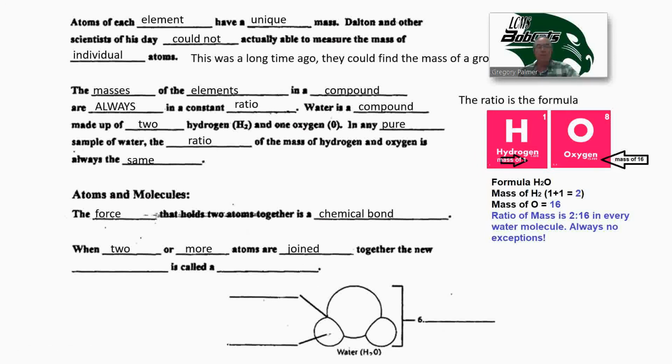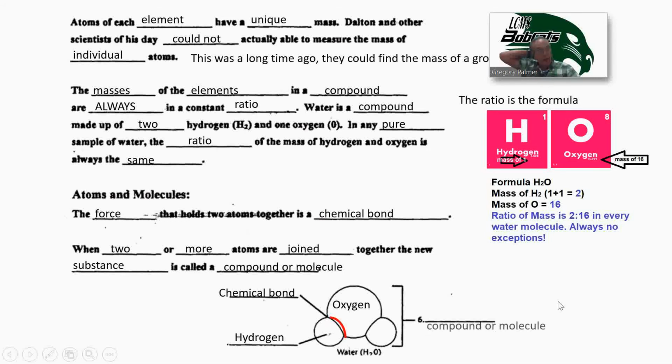When 2 or more atoms are joined together, the new substance is called a compound or a molecule. There's a little picture where we labeled the different parts. A chemical bond is what's holding this hydrogen to the oxygen. This chemical is bonded to this chemical, and it's called a chemical bond.